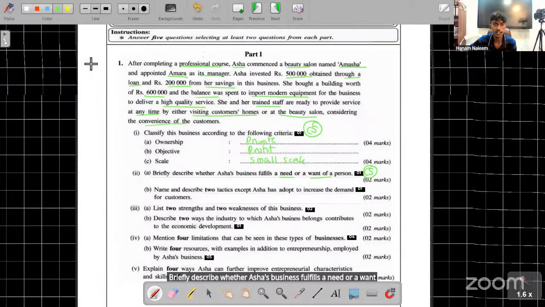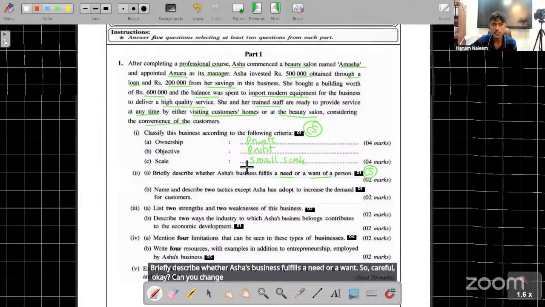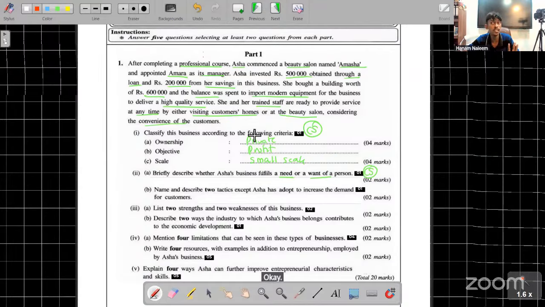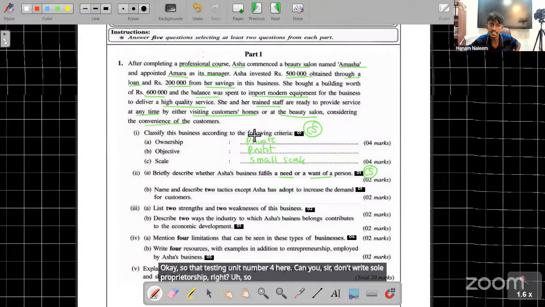So careful. Okay, first of all, how do you allocate marks is for saying whether it is a need or a want or not. We can't say sole proprietor because this is question number one, where they're testing from unit number 1 and 2. Here they're testing unit number 4. Don't write sole proprietorship. So what do you say? Is she selling a need or a want? Or fulfilling a need or a want?